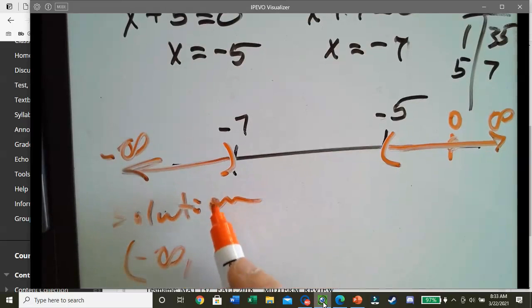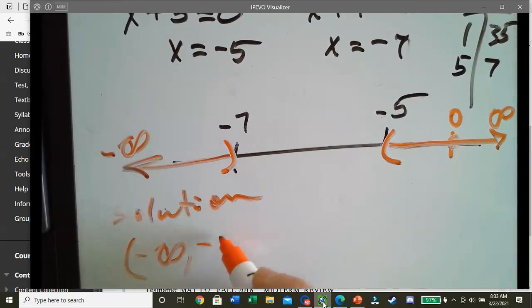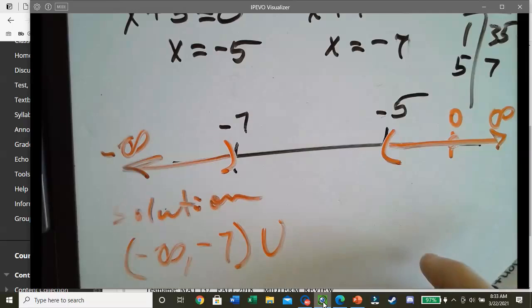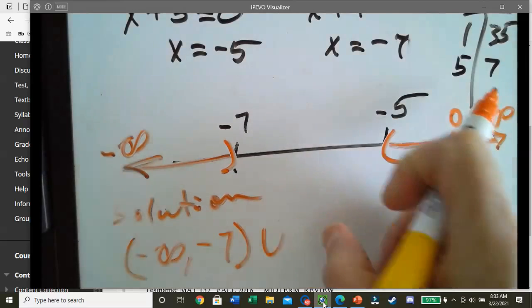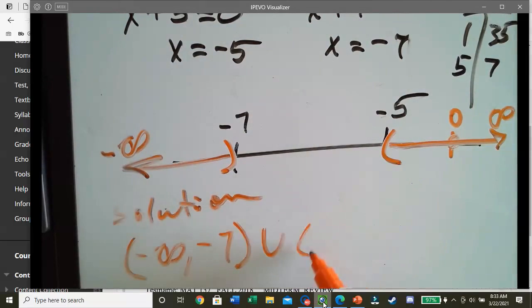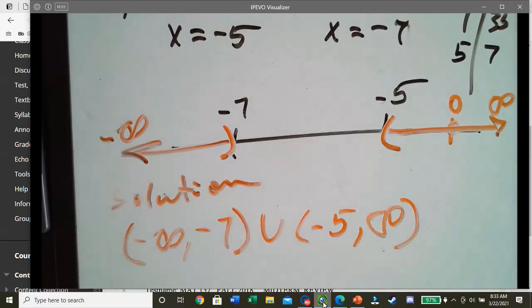And so that'd be negative infinity to what? Negative 7. And that's open parentheses, right? And then we use U for union, to unite the two. And then what? Open at negative 5 to infinity, and infinity again is always open. And that's our answer. Okay? Questions there?